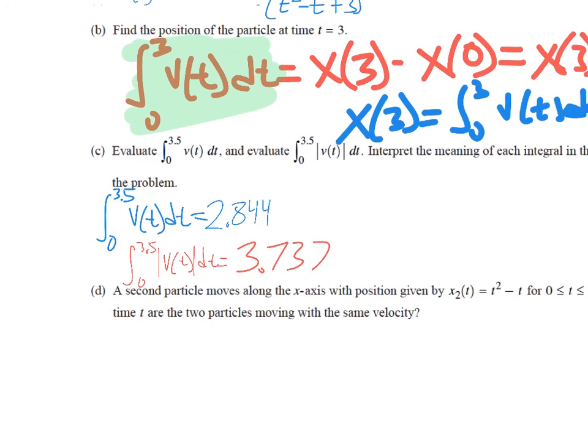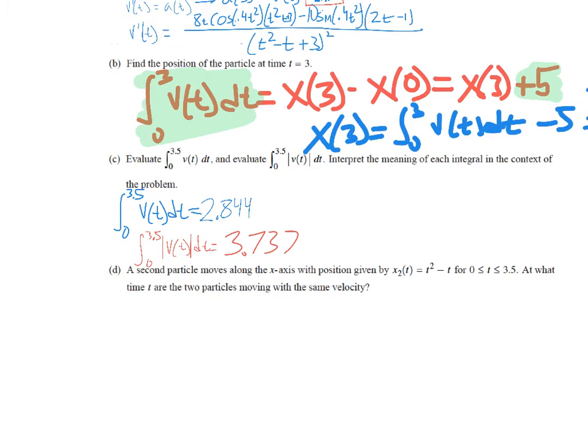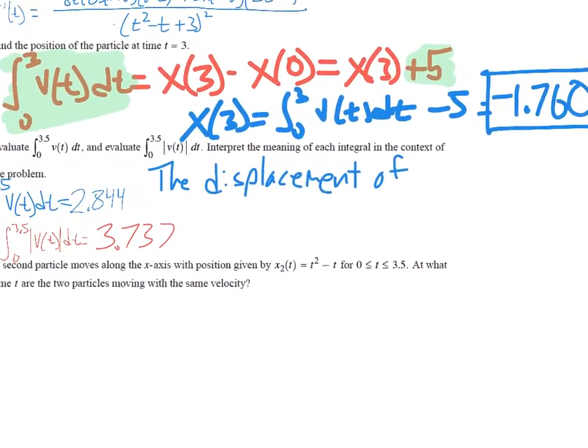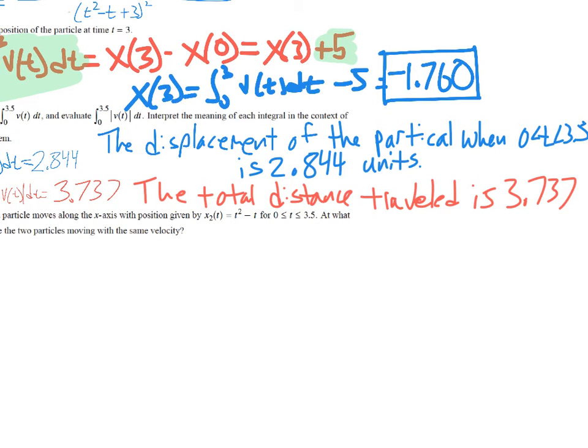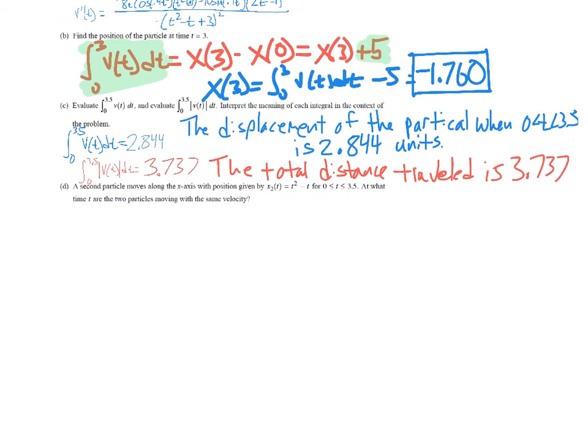All right, and so then it says interpret the meaning of each integral in the context of the problem. So this is the displacement. The blue one here is the displacement of the whole particle, 2.844. So that's displacement for these 3.5. It doesn't say seconds, so we can't really say seconds, but for t between 0 and 3.5 it is 2.844. Now this is the total distance. The absolute value takes all that negative, makes it positive. So we can say the total distance is 3.737. They're looking for an understanding of that wording. Displacement is just from beginning to the end, and the total distance is 3.737.